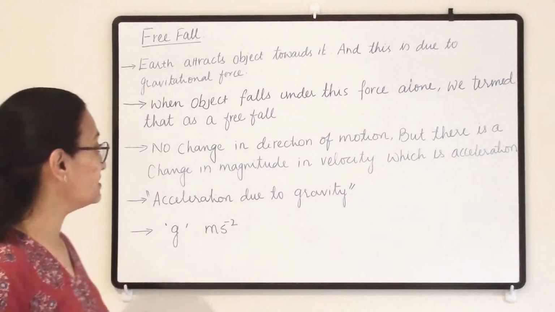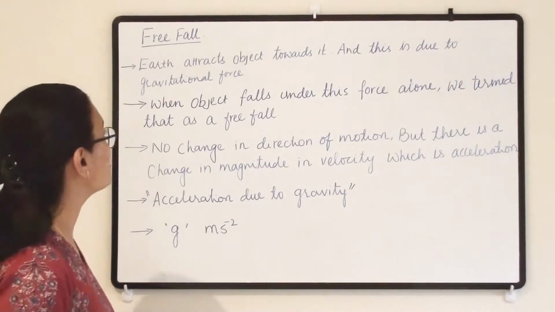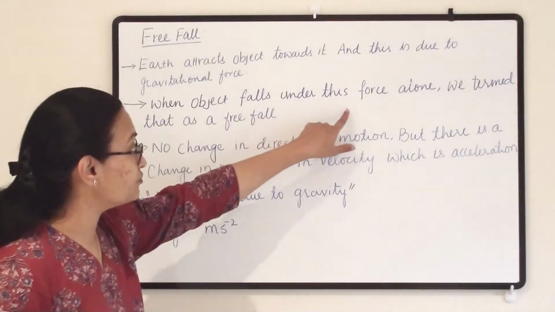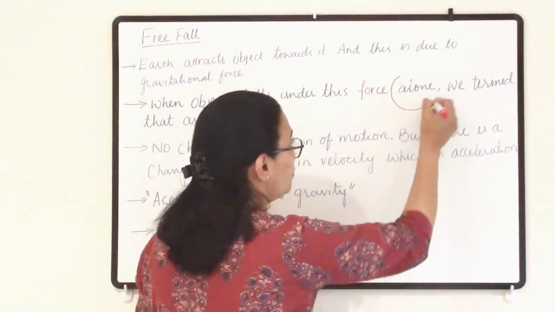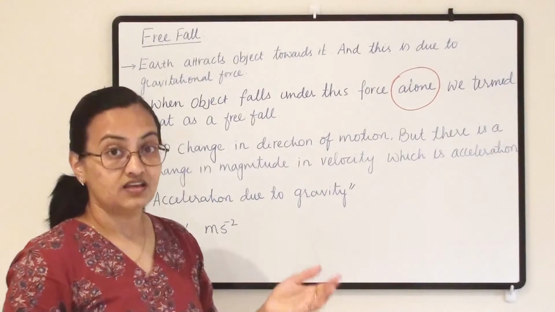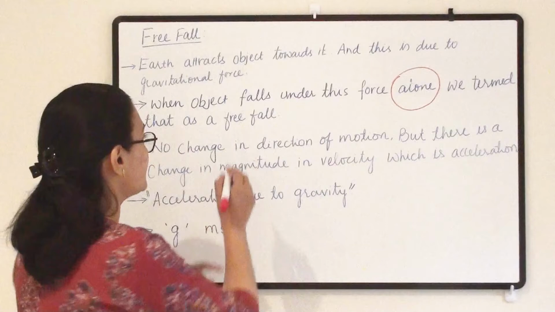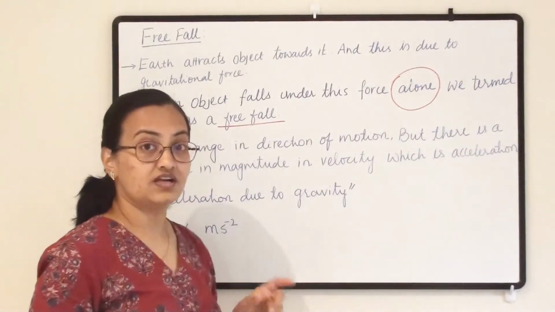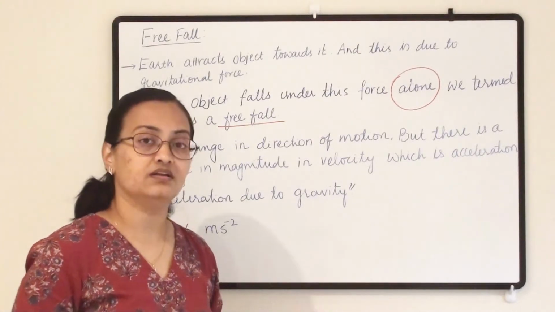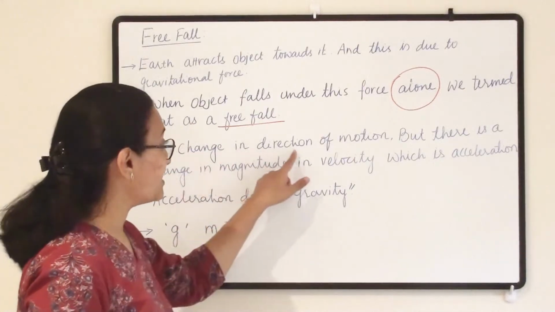Now let us understand the theory. Earth attracts objects towards it, and this is due to the gravitational force. When an object falls under this force alone, when only and only the gravitational pull is applicable on the object, then we term this fall a free fall. And what is the condition? There should be no other external force acting on it. No change in direction of the motion.